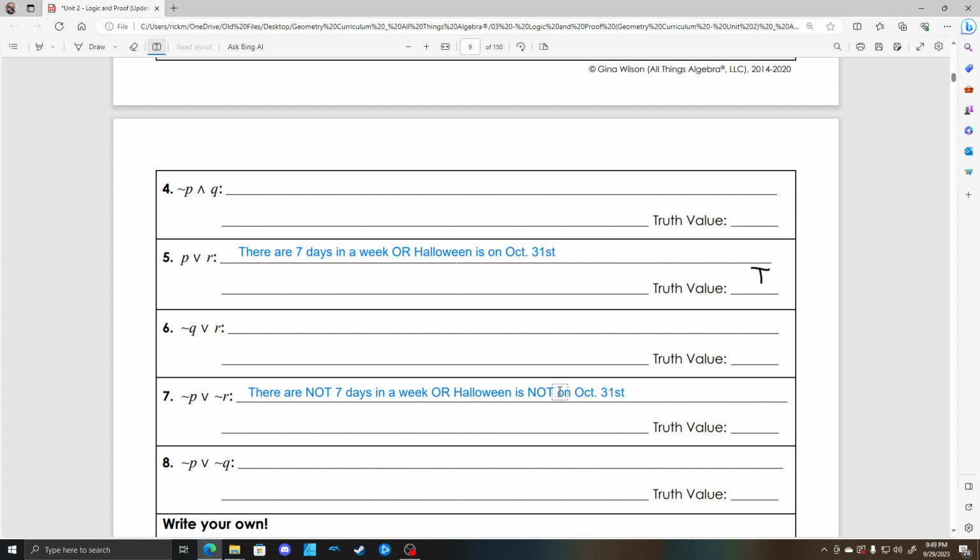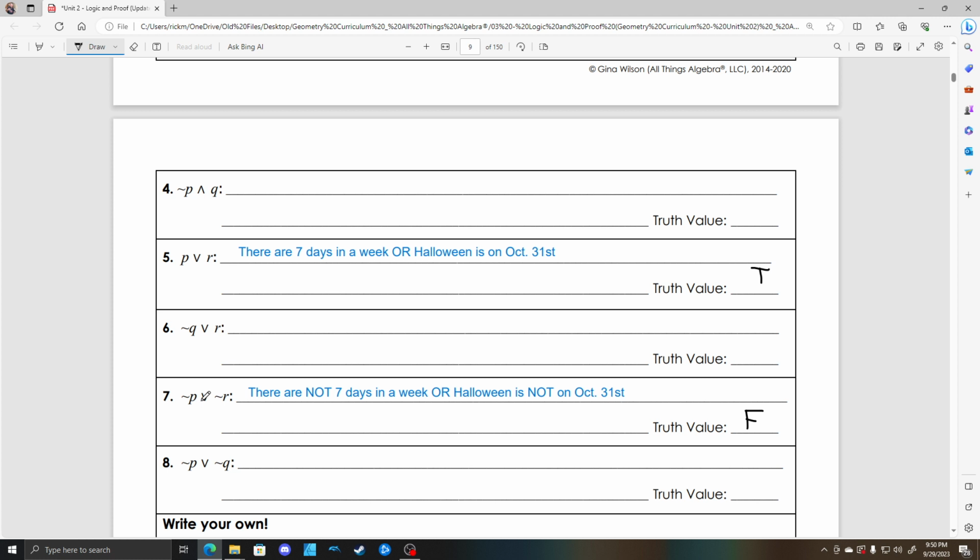So as long as one of those is true, our truth value would be true, right? But let's look at this. There are not 7 days in a week. Well, that's false. And Halloween is not on October 31st. Well, that's false. So if both are false, then unfortunately, this statement, even though it is an or, is false.